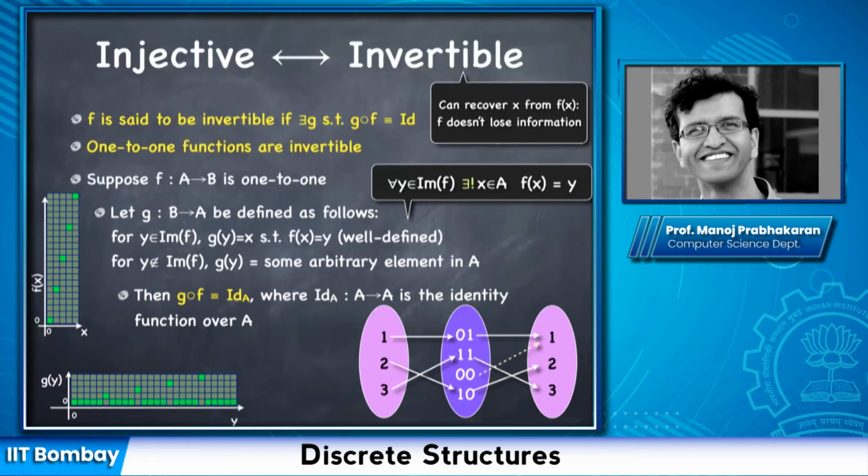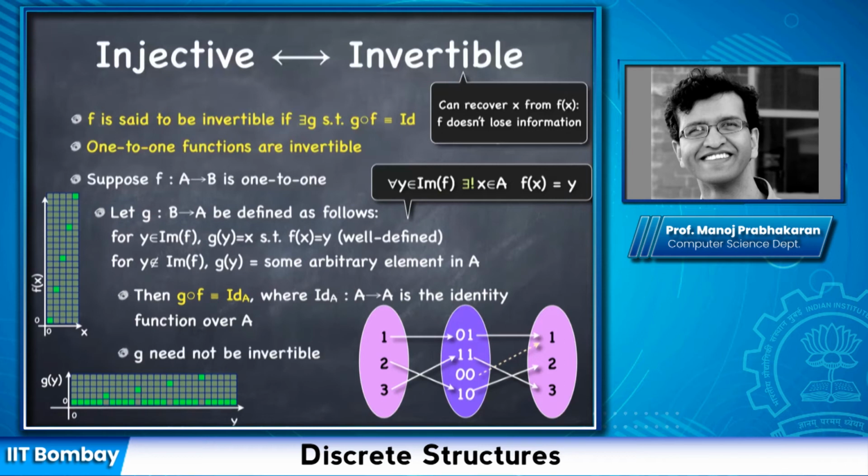To finish defining my function, I arbitrarily fill in the remaining values for g. Okay, so there's one way to do it. There are, of course, other ways to do it. So the inverse function need not be unique, but there is some function g such that g of f is the identity function. Okay, so injective functions are exactly the same as invertible functions.